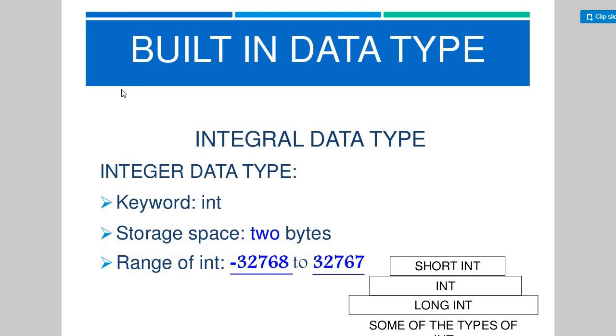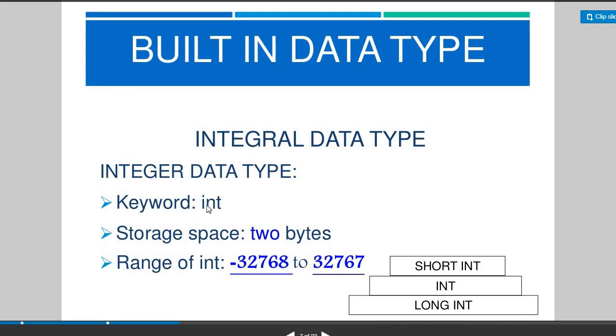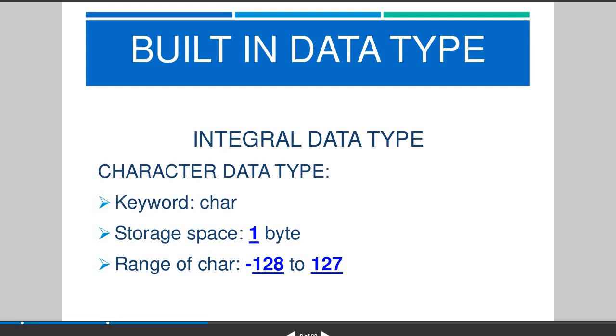So what are integral data types? Suppose we have the integer data type. The keyword int is used to define an integer data type. The storage space is 2 bytes, that is 16 bits, needed to store integer values. The range of integer is minus 32,768 to plus 32,767. Integer again has categories: short integer and long integer. These are again integral data types.